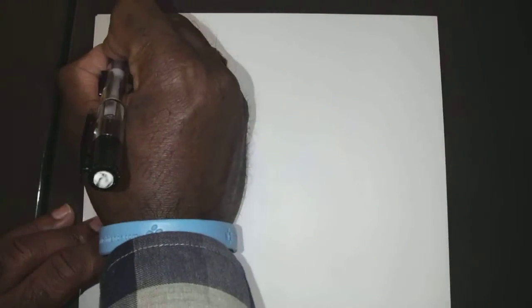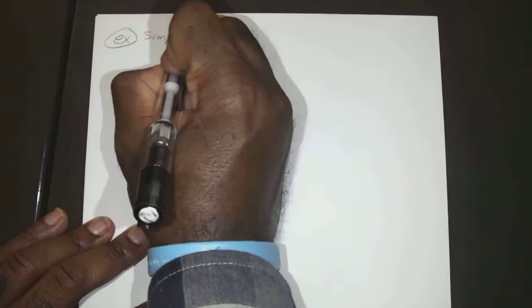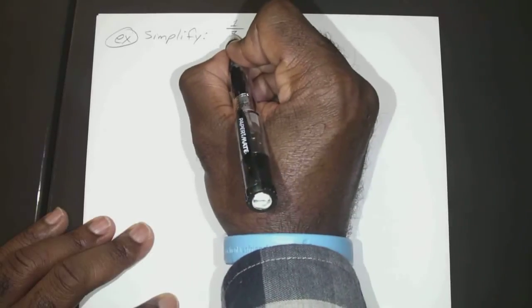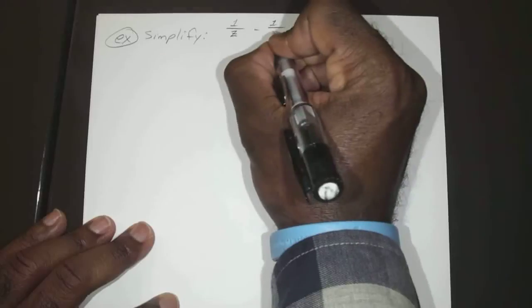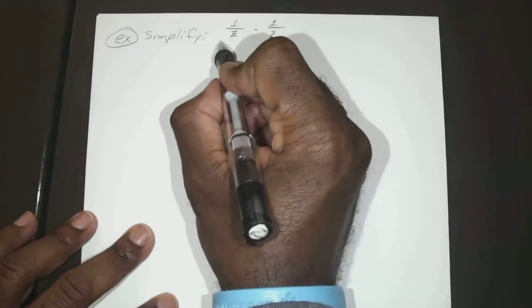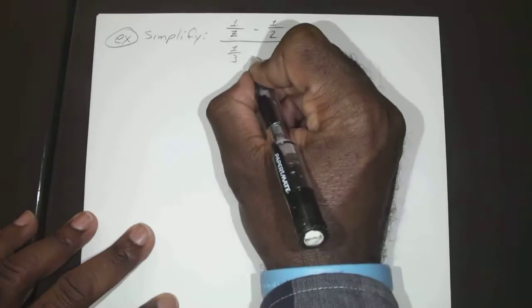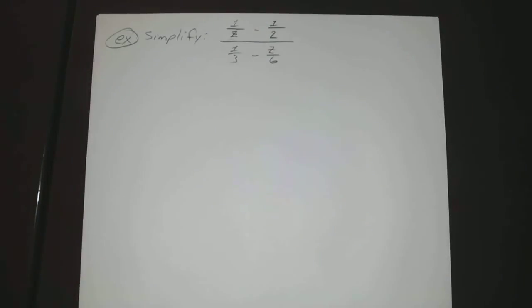All right, so for our next example, what if we wanted to simplify 1 over z, I'll put a little line through my z, minus 1/2 divided by 1/3 minus z over 6.